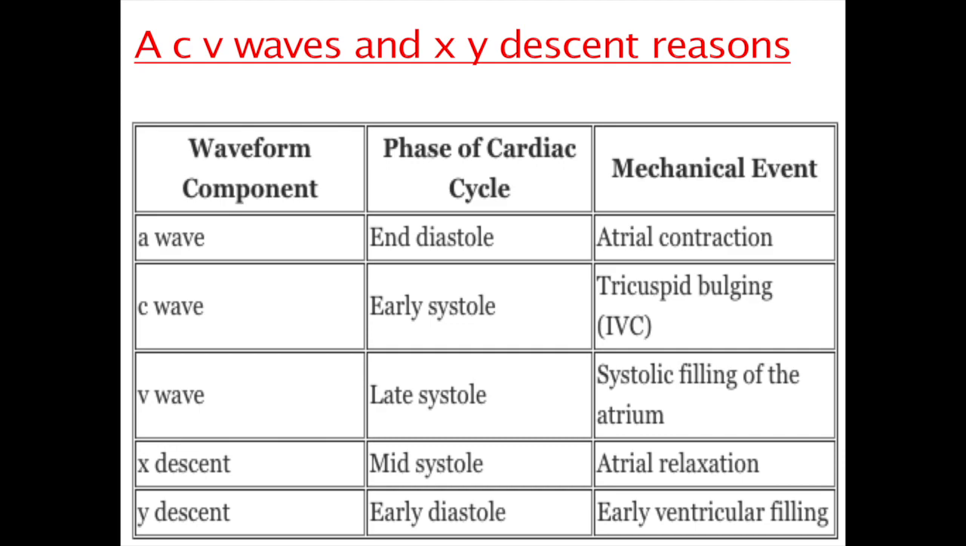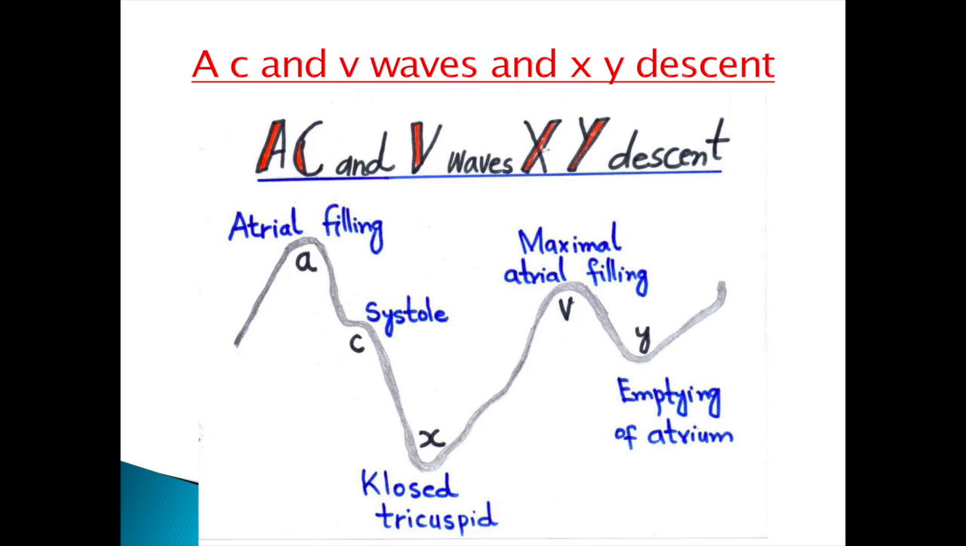Y descent is in early diastole, when early ventricular filling occurs, when all the blood is emptied into the ventricle. So in this diagram you can see atrial filling, A wave, C wave, and after C wave there is X descent, and then V wave, and then Y descent, which is the emptying of the atrium into the ventricle. When all the blood goes into the ventricle, this Y descent appears.